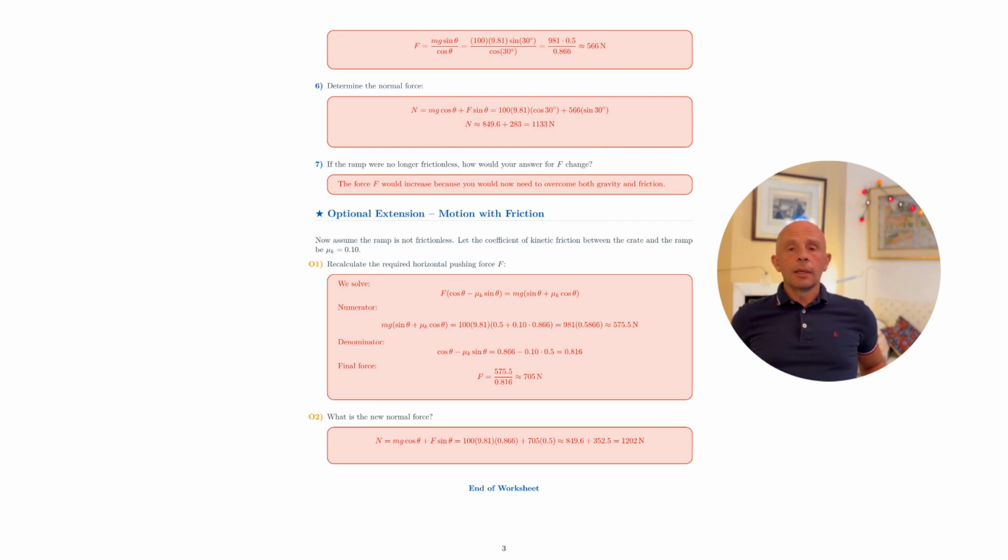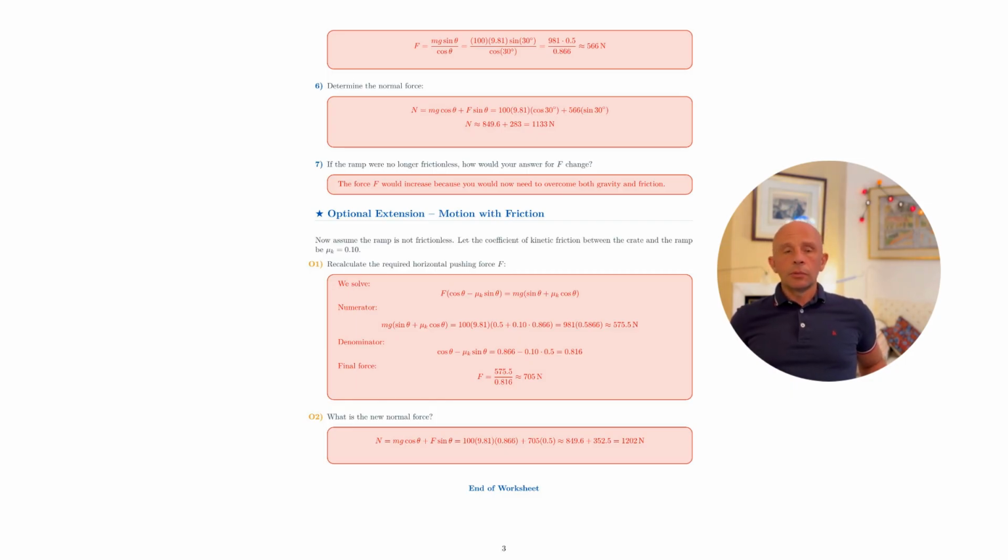And finally, question 2 asks for the new normal force. We use the same formula, N equals mg cos theta plus F sin theta, but we plug in our new larger value for F. As the calculation shows, this gives a new normal force of about 1202 newtons. This makes sense. Pushing harder horizontally presses the crate more firmly into the ramp, which increases the normal force.